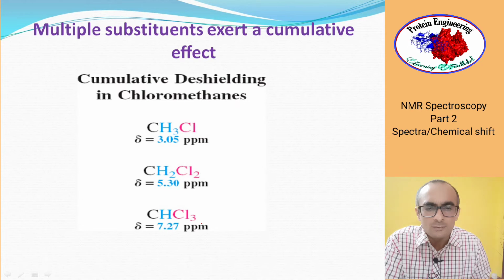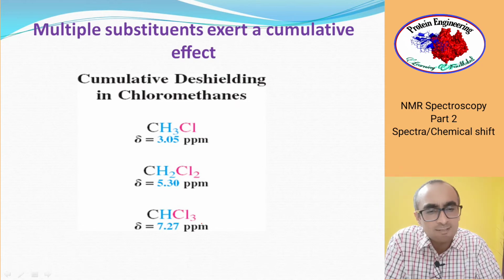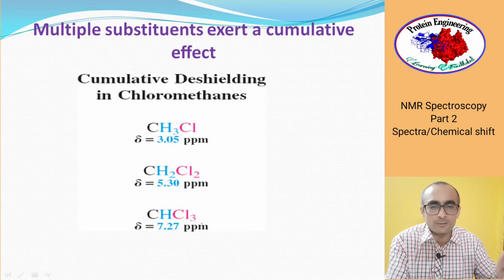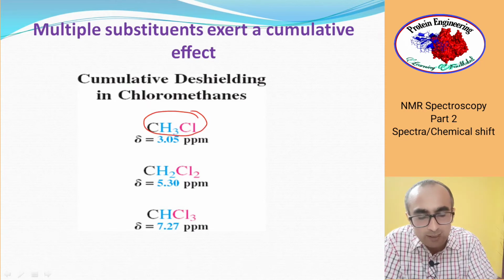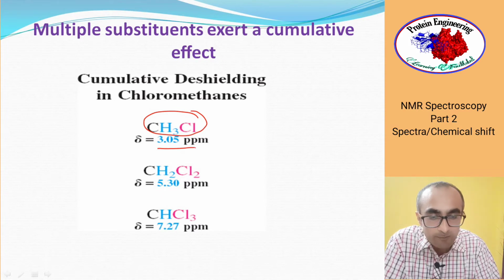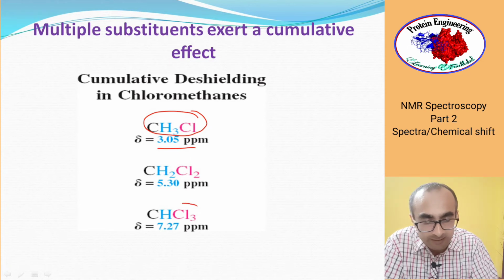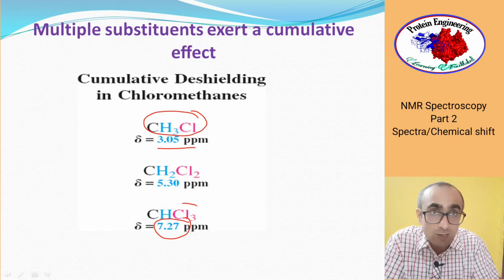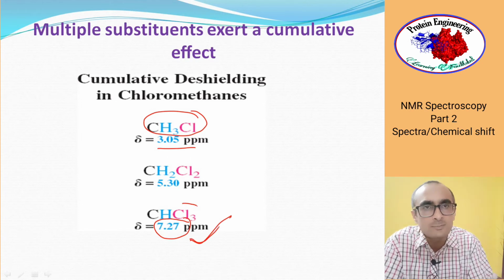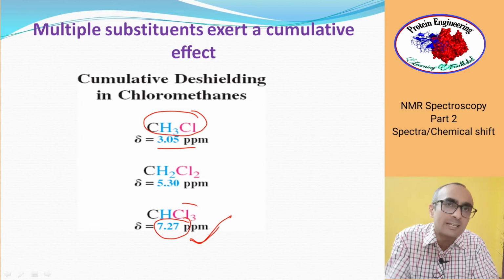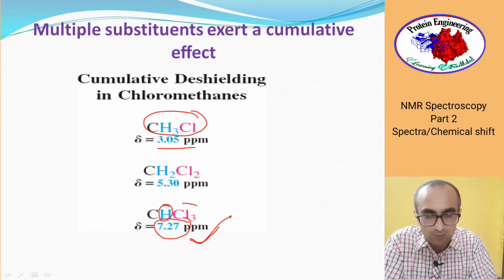Then multiple substituents exert a cumulative effect. For example, we see the cumulative deshielding in chloromethane. If you have CH3Cl, with only a single Cl atom, the peak comes at 3.05 ppm. But if you replace hydrogen with more Cl atoms, you have CHCl3, the peak will be shifted to the higher side, more downfield, that is 7.27 ppm. That is because increasing Cl atoms increase the deshielding effect on the proton here. That's why the peak is shifted more downfield.